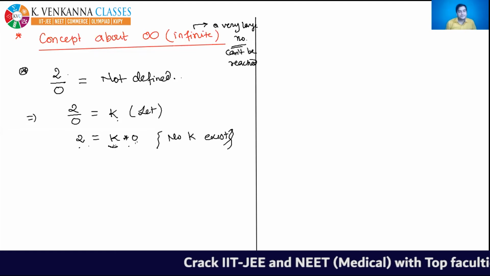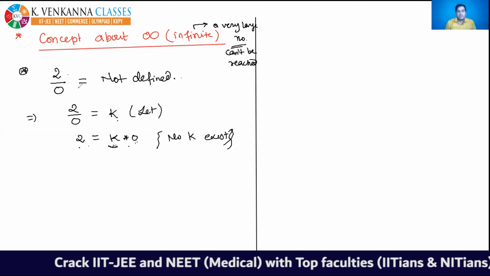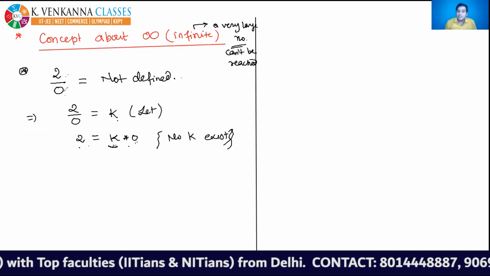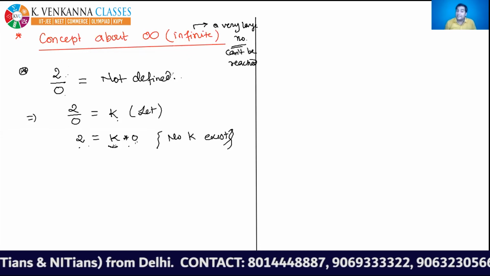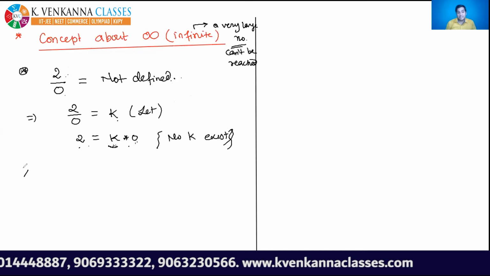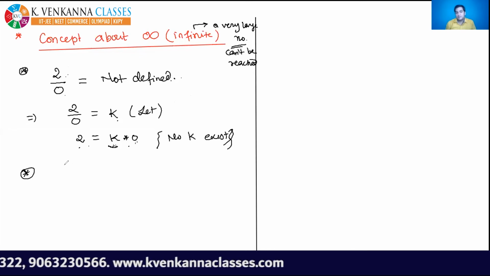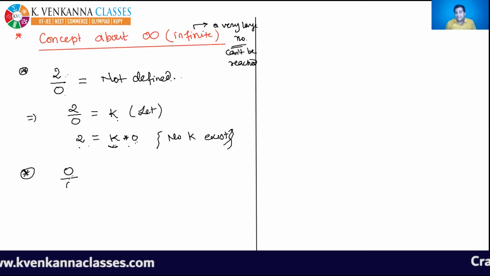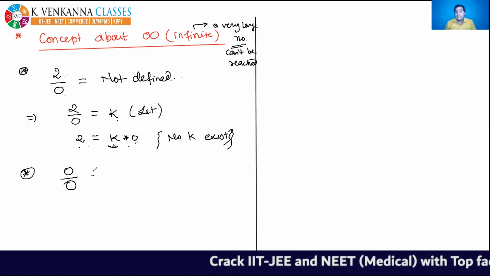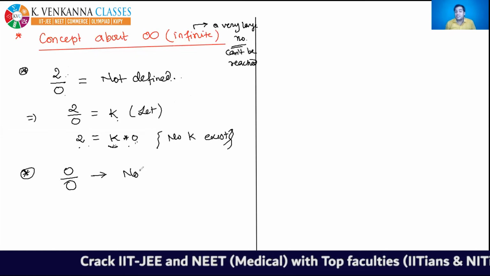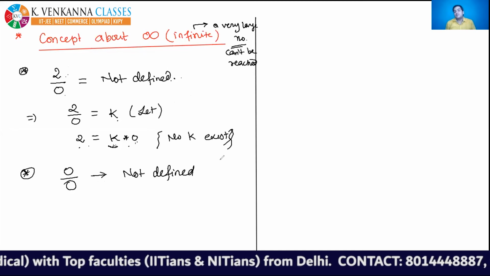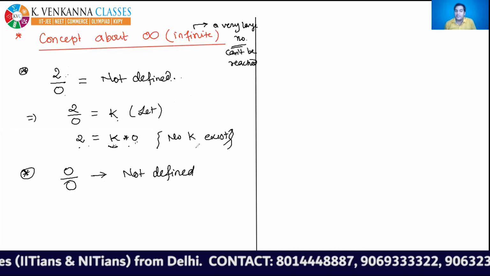Okay, so what I am telling you is that if any constant is divided by 0, then your answer must always be not defined. Remember this thing. Okay, second thing. If I divide exactly 0 by exactly 0, then also you will say it is not defined. Always remember, exact 0 by exact 0 is also not defined.